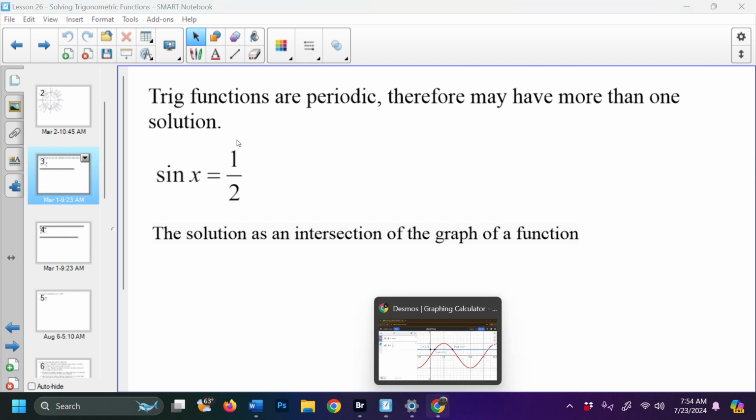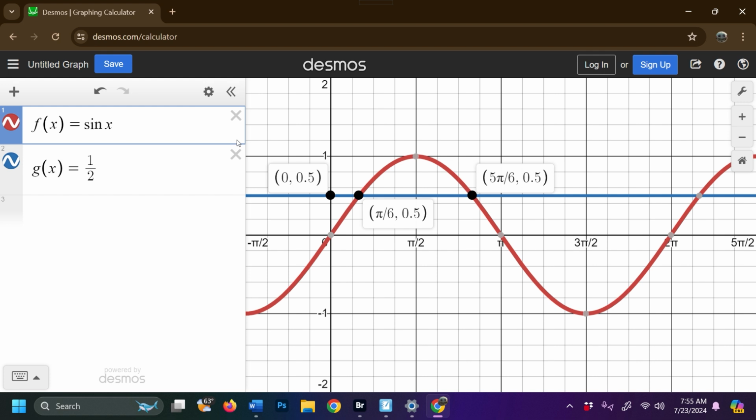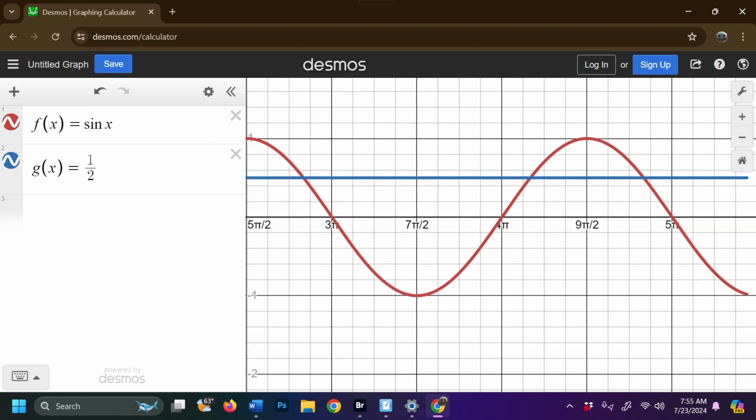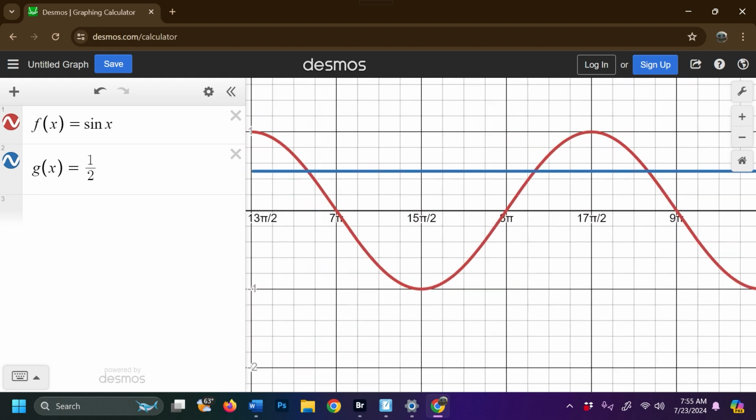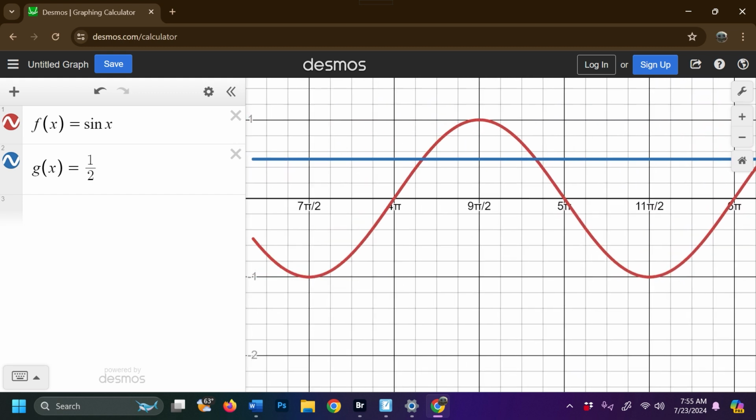If I come over to Desmos, we can see that this periodic function, my sine curve, is going to repeat, and I have multiple intersections where sine is equal to a half. Clearly at pi over 6 and 5 pi over 6, it is equal to a half. But if I scroll to the left and keep scrolling, you can see that I have multiple solutions over the entire real number line.